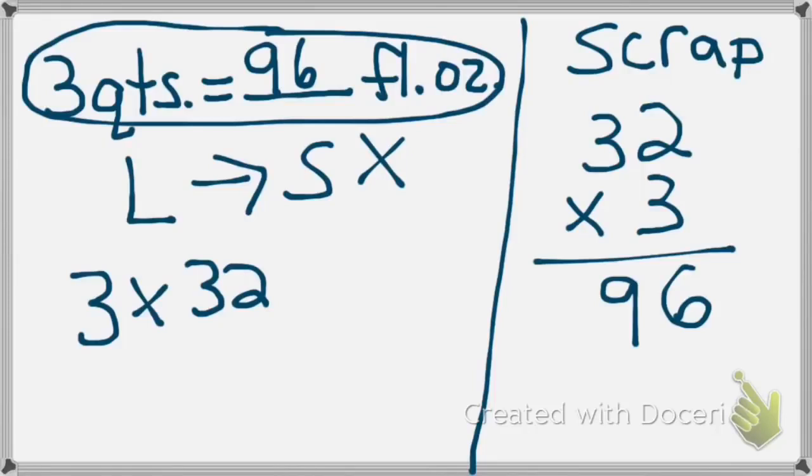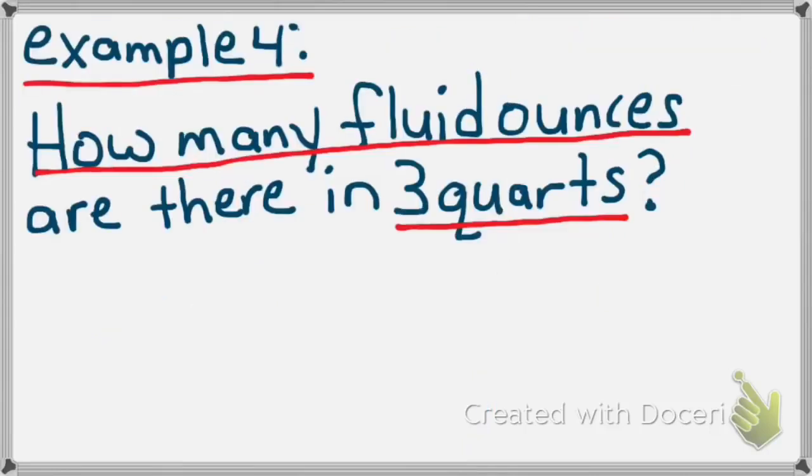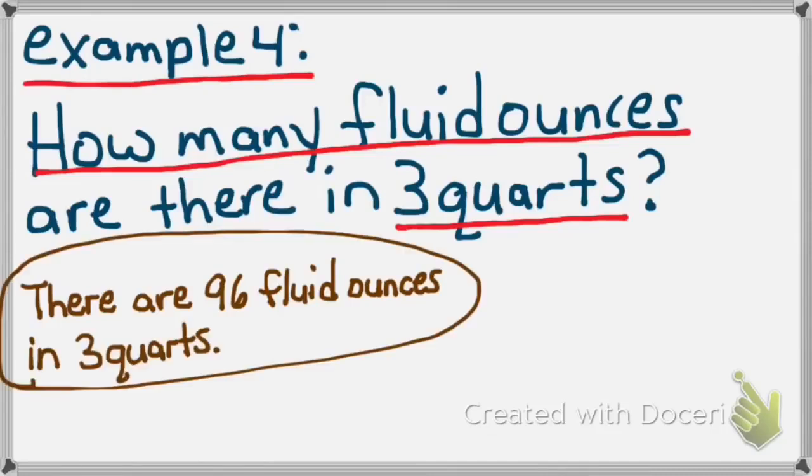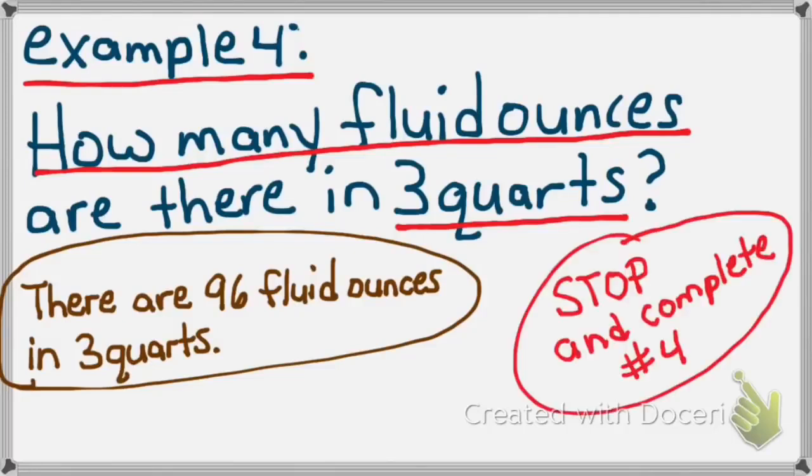And again, this was a word problem, so we need to go back and put our answer into a sentence. The question says, how many fluid ounces are there in 3 quarts? So the answer will be, there are 96 fluid ounces in 3 quarts. And that's the final answer. Stop the video and complete worksheet number 4 right now.